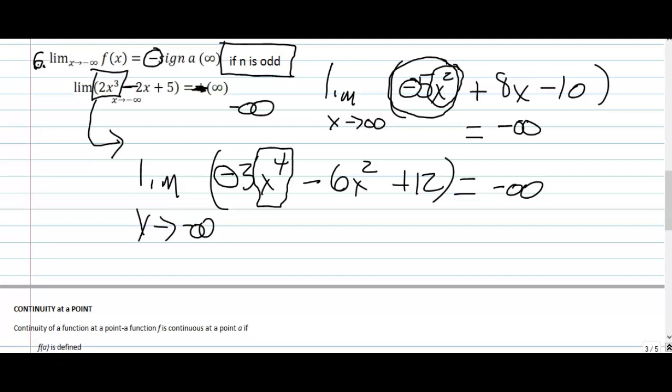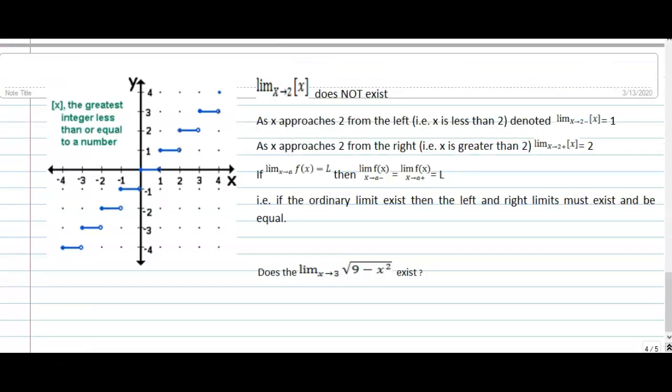The next thing we're going to talk about is left-hand and right-hand limits. And this is the greatest integer function, and I don't know if you're familiar with that or not, so let me explain what that is. F of x, or y, is equal to the greatest integer less than or equal to what's inside. So let's look at a couple of examples.